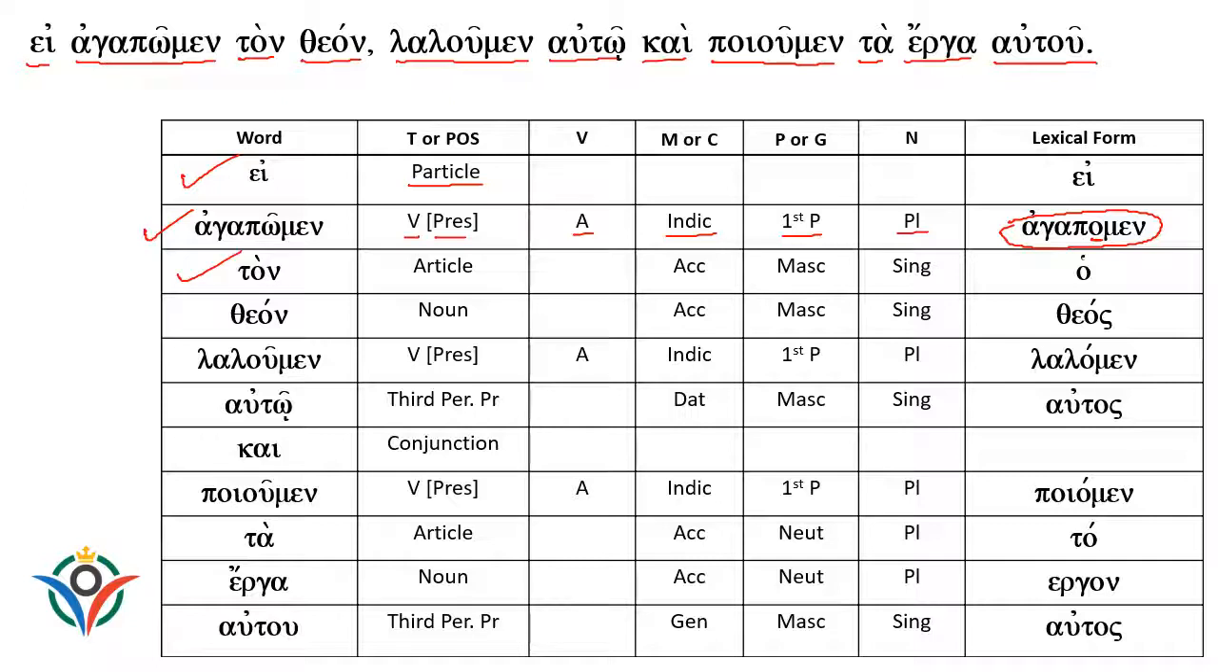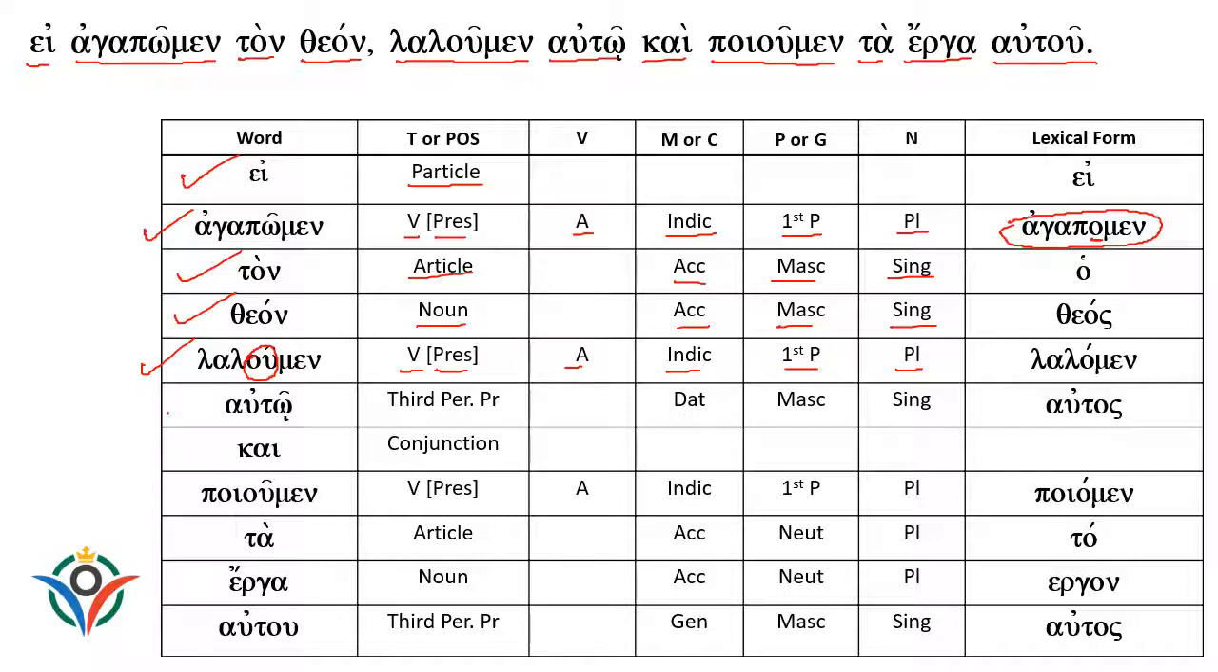Then we have ton, it's an article. It's accusative, masculine, singular. It's modifying theon, which is a noun, also accusative, masculine, singular. Theos is God. Then we have lalumen. So you can see that a contraction has taken place there. This is a verb, present, active, indicative, first person, plural. Alright, lalumen, we are speaking.